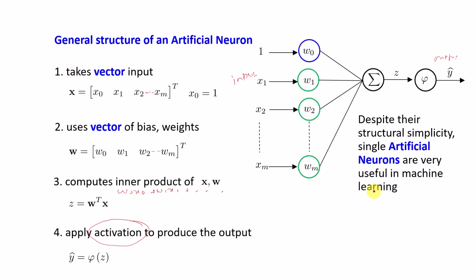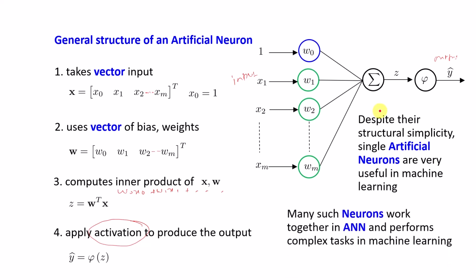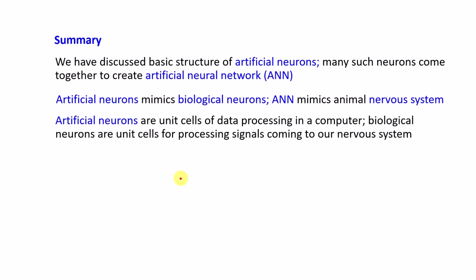This structure is very simple, but yet this artificial neuron is very useful in machine learning. And here I'm not talking about a network of artificial neurons. An individual neuron is also very important in machine learning, and in subsequent lectures we'll see the importance of an individual neuron. Many such neurons, of course, work together to make an artificial neural network, and they can perform amazingly complex tasks in machine learning. So now let us summarize this lecture.